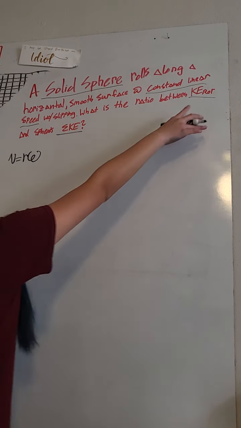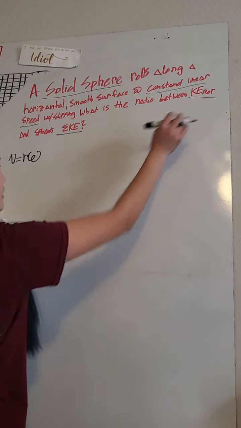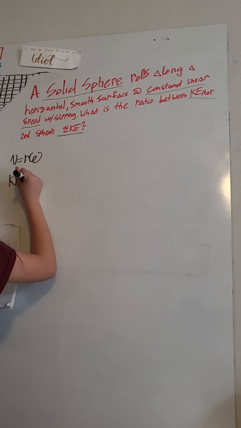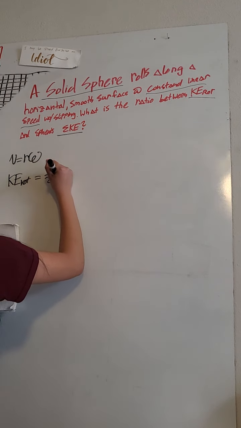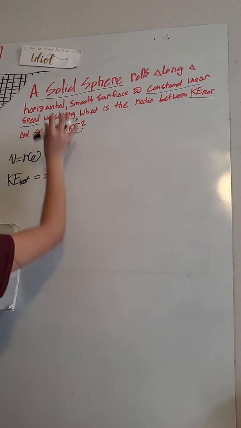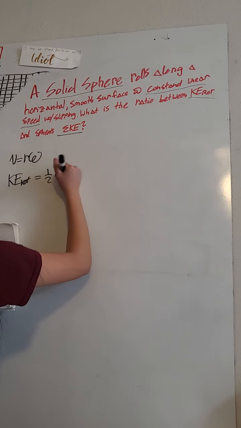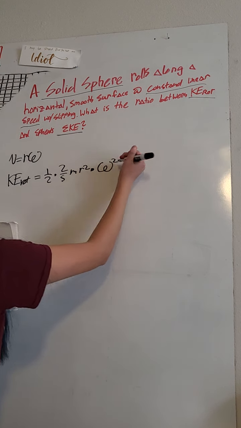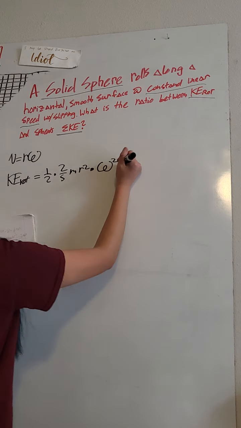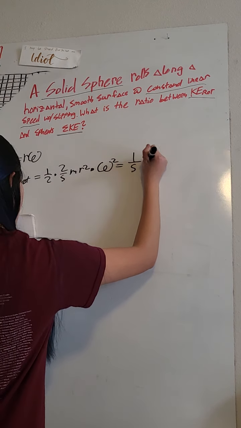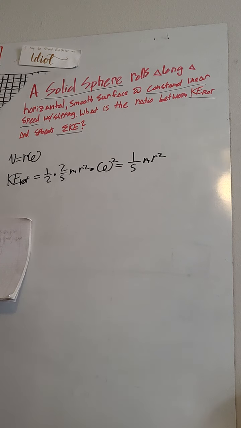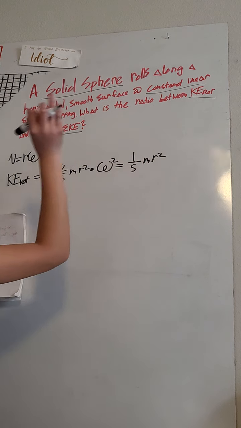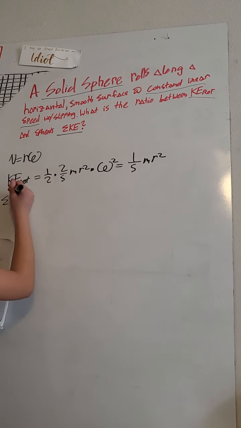Then we need to figure out what is equal to the kinetic energy rotational. So we have KE rot is equal to 1/2 times the inertia of the solid sphere. The inertia of the solid sphere is going to be 2/5 mr squared, as I said before, and we multiply that by omega squared. That is going to be equal to 1/5 mr squared. So that is the kinetic energy rotational.